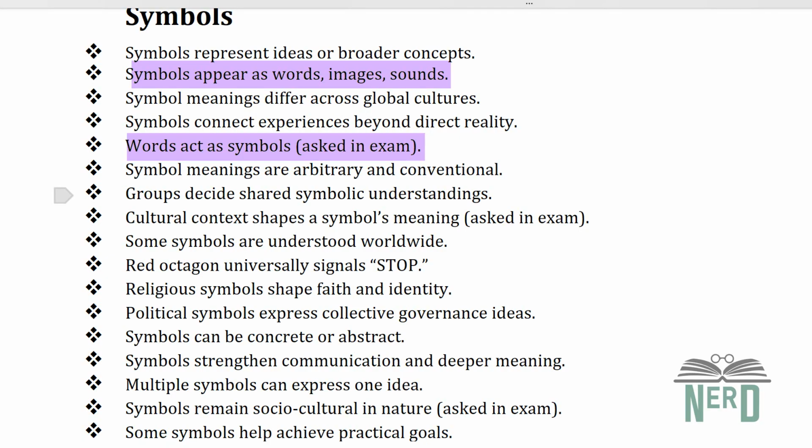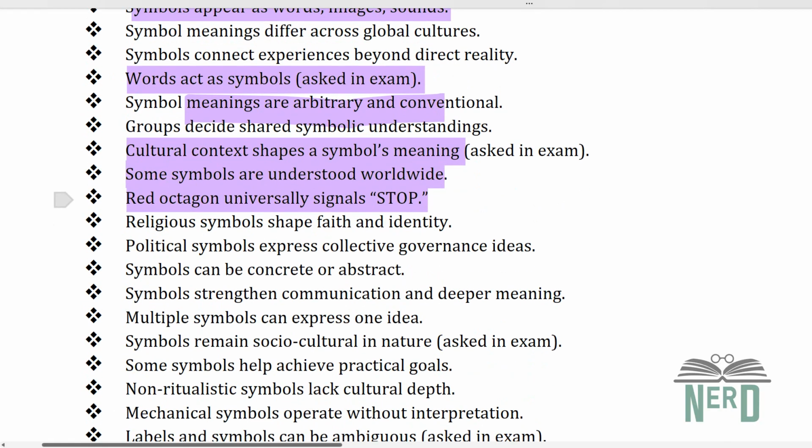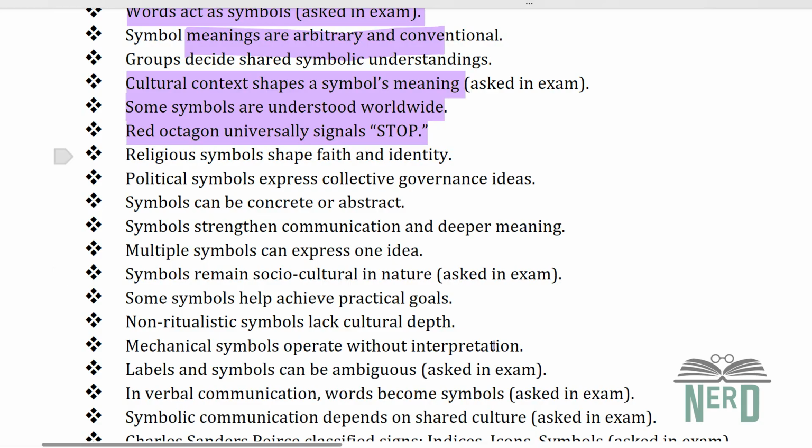This brings us to another key point. Symbols are deeply socio-cultural. Their meanings come from the communities that use them, and this fact has been tested in exam. A single image may mean one thing in one culture and something completely different in another. That is why symbols only make sense when we understand the cultural context, another detail that has appeared in exam. Some symbols are widely understood across the world. For example, the red octagon sign almost everywhere means stop. But many symbols are more localized, understood only within a smaller group. This idea that symbols are usually understood within a group has also been asked in exam.